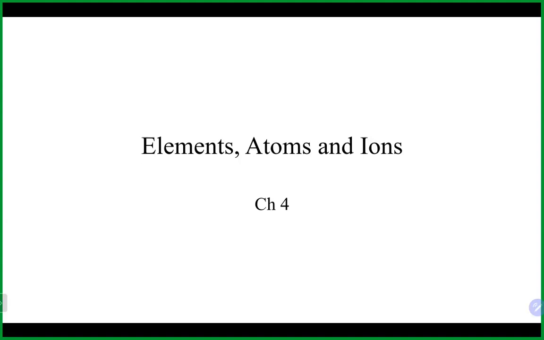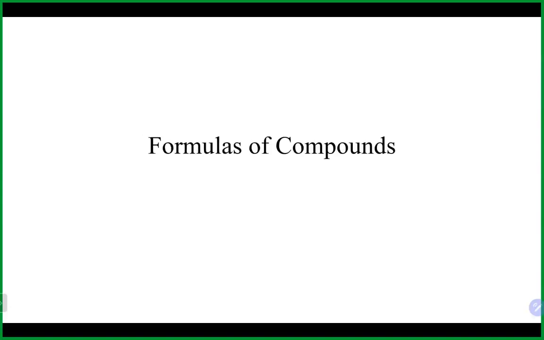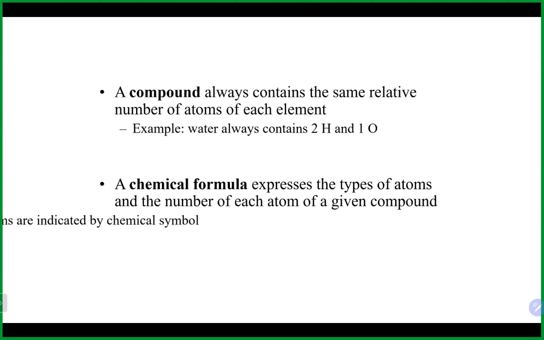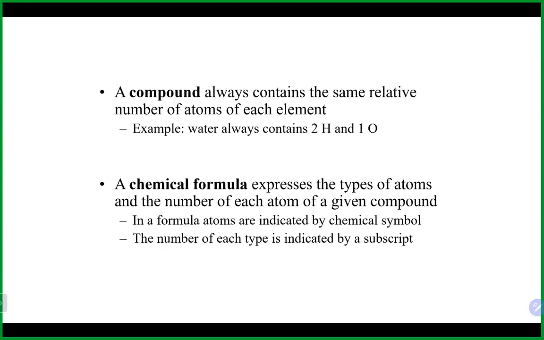All right, so this is chapter 4, which is elements, atoms, and ions. So first thing to talk about is formulas for compounds. And as we talked about a number of times earlier on, there is a difference between a compound and a molecule.